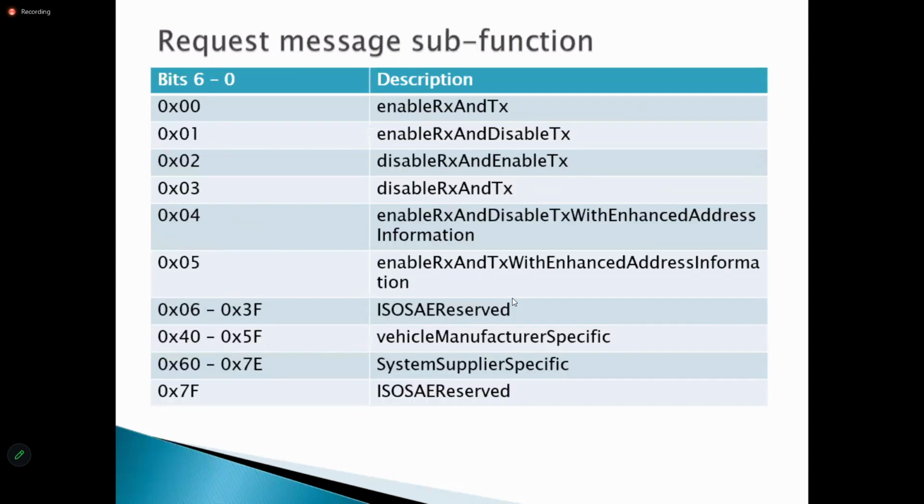Now these are the sub functions. If the request is 00, that is, the second byte is 00, it means enable RX and TX.